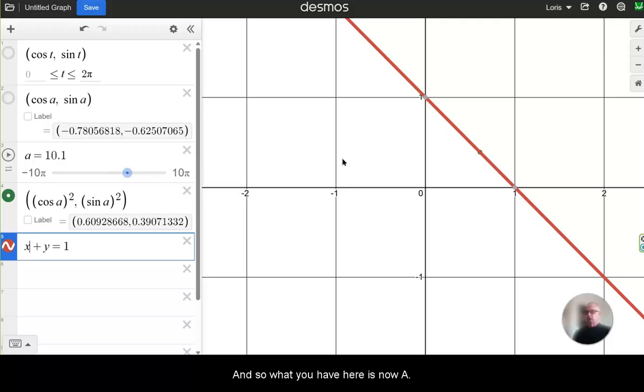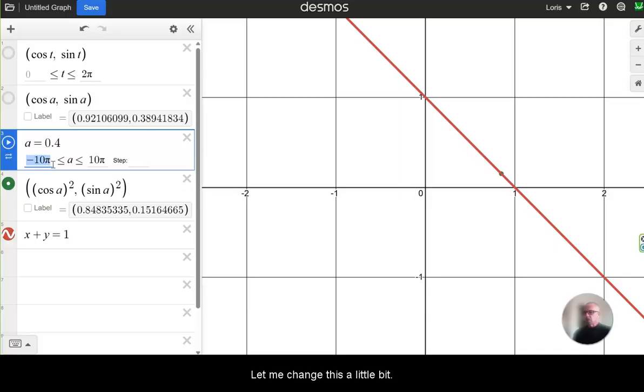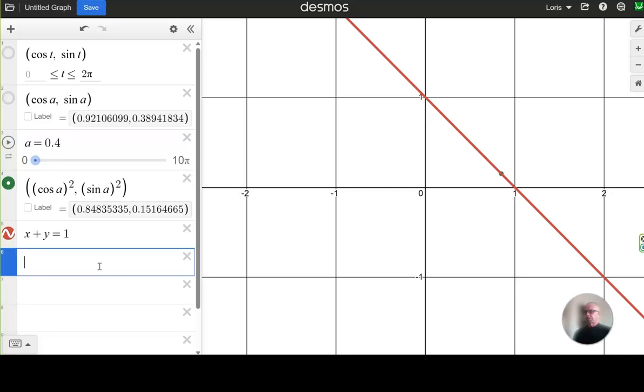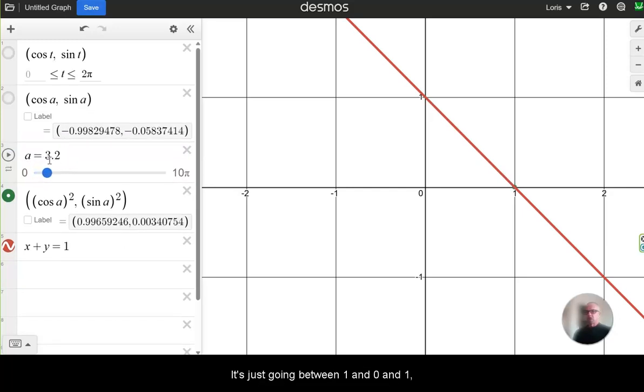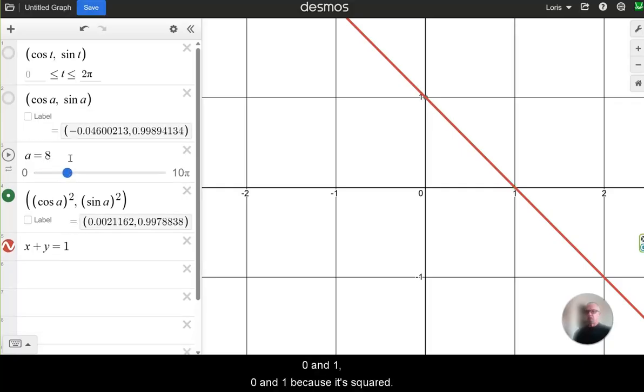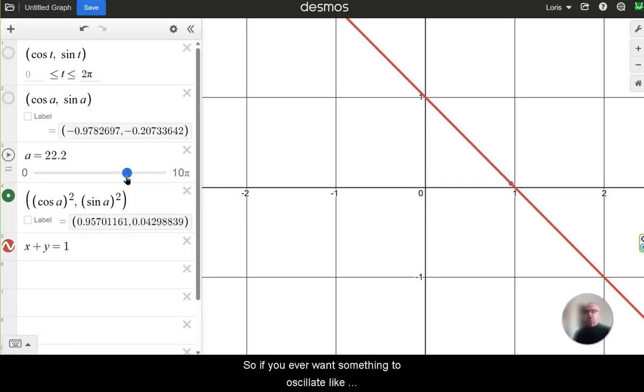And so what you have here is now, let me change this a little bit. Let me make this go from 0 to 10. So when you look at the dot on the line, it's just going between 1 and 0, and 1, 0, and 1, 0, and 1, because it's squared. These are both squared, so it never gets negative. And so it's just walking along this line, basically. It's this back and forth along this line. So if you ever want something to oscillate like this, use sine and cosine.